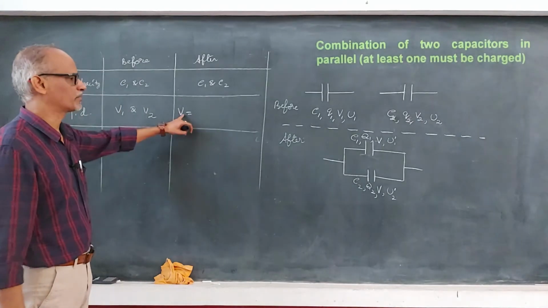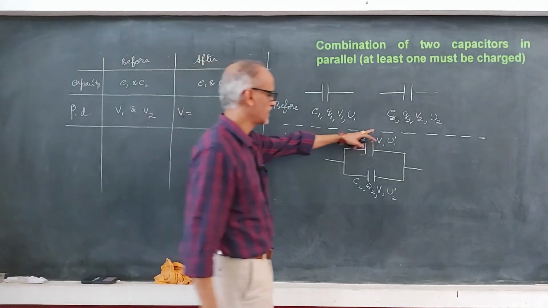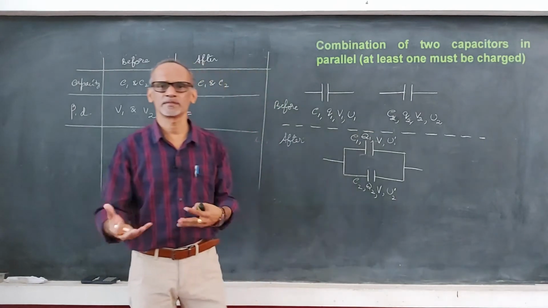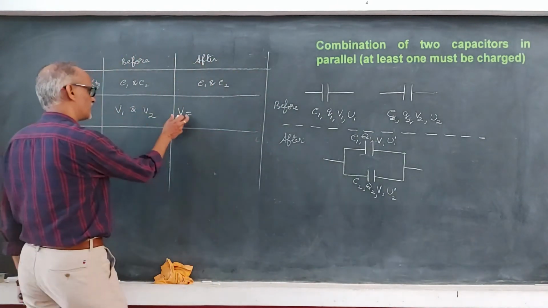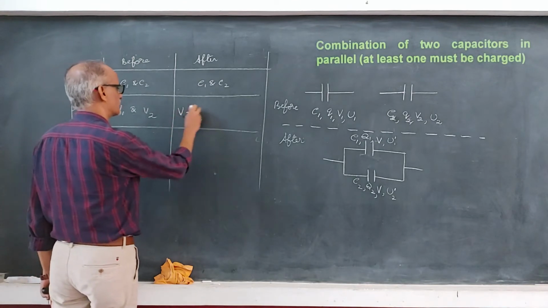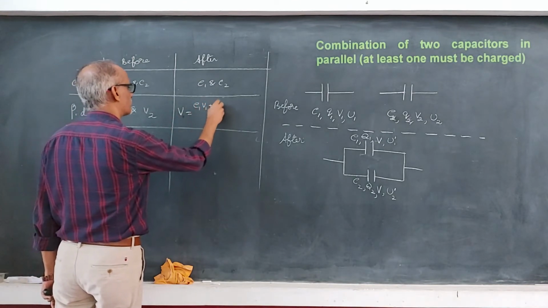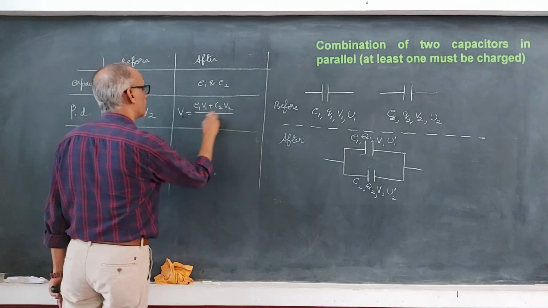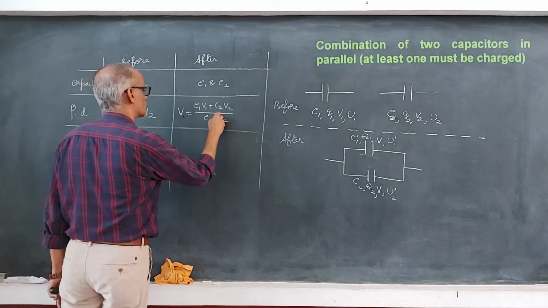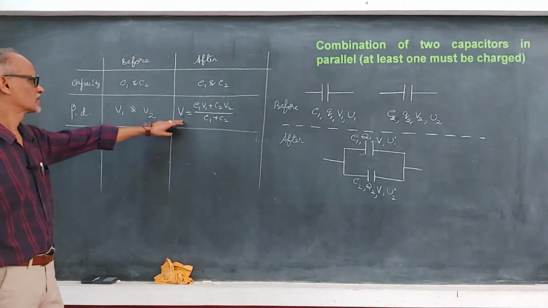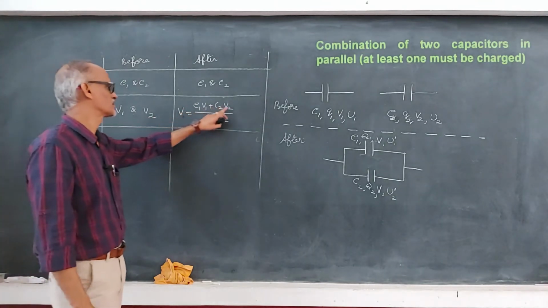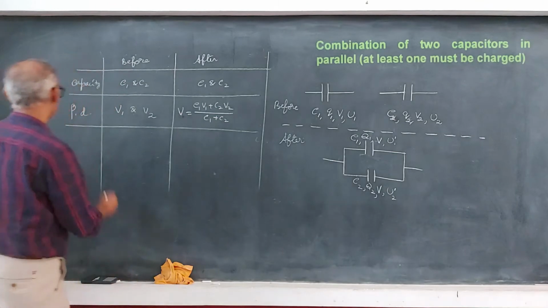This is called the common potential because they will attain the same potential when they are in parallel, because we know that in a parallel combination the potential difference is the same. And the formula for that potential difference is given by C1V1 plus C2V2 by C1 plus C2. So this is using the parallel combination of the capacitor, we get it. Okay. So what is the common potential? V is equal to C1V1 plus C2V2 by C1 plus C2.